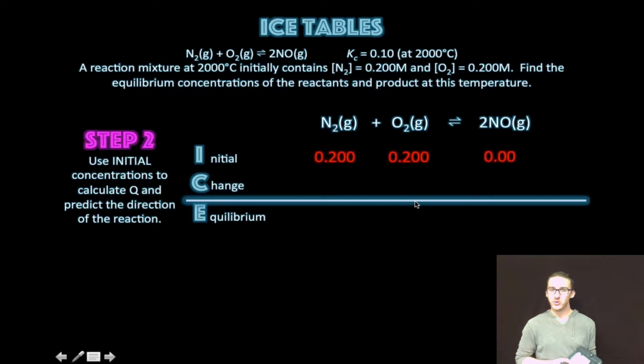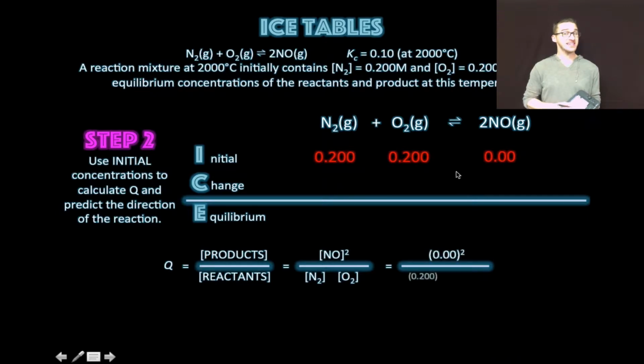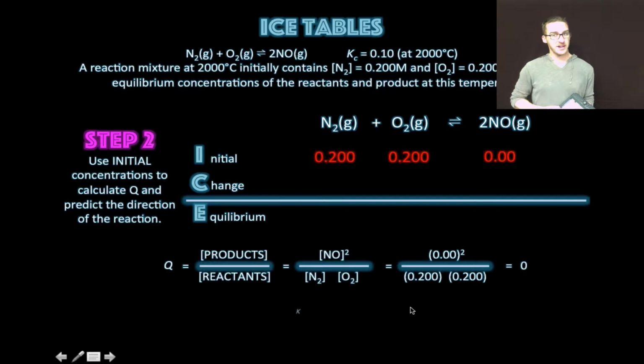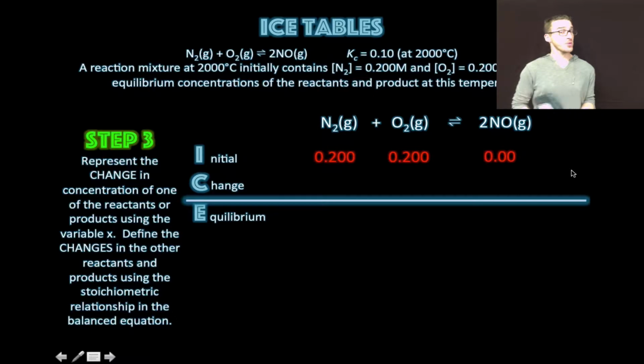Step 2. We're going to use our initial concentrations to calculate Q and predict the direction of the shift. So Q is the concentration of products over reactants. Plug in your initial concentration values and determine the value of Q to be 0. Now, as you compare K and Q, recognize that K is larger than Q, and therefore the reaction is going to shift to the right. Boom. An important step when you are not given equilibrium concentrations. Brings us to step 3.